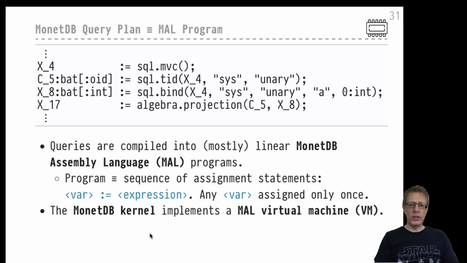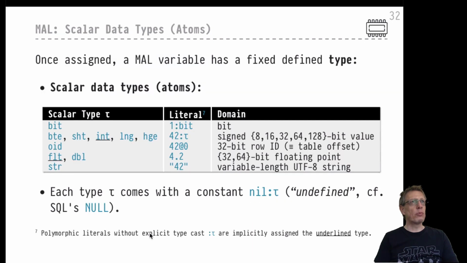A closer look at these mal programs. So you have seen that all the variables on the left-hand side of these assignment statements have been assigned an explicit type. And there's a number of types that we can use in mal programs. There's a number of so-called scalar data types, or as the MonetDB folks would call them, atoms. Okay, so these are the available scalar or atom types in MonetDB.